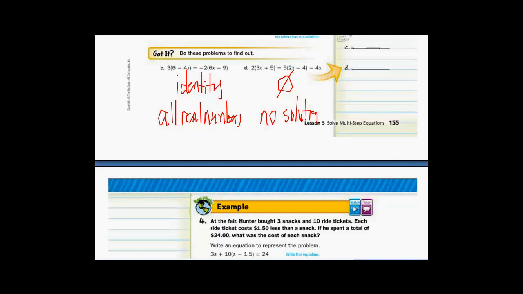Okay? One of the two, because in both of these cases, the numbers completely disappear. Here you've got something that equals itself. Here you've got something that doesn't equal it. So that would be your choice.